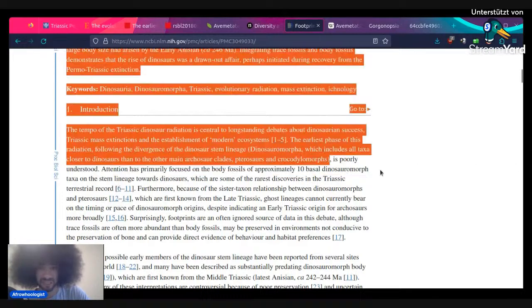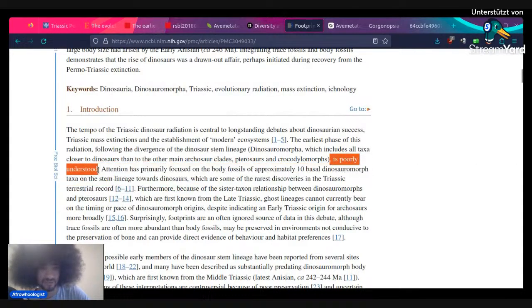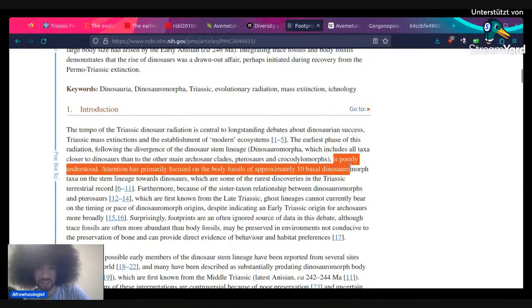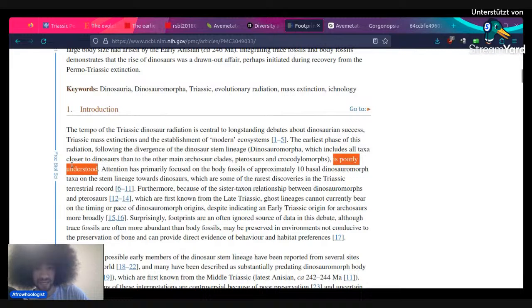Again, this is the second, third, fourth, fifth, sixth paper in a row where we see these words, poorly understood. In fact, I wish I could take this and put it on a plaque. I wish I could put it under each and every paper that I Control-F and highlight.